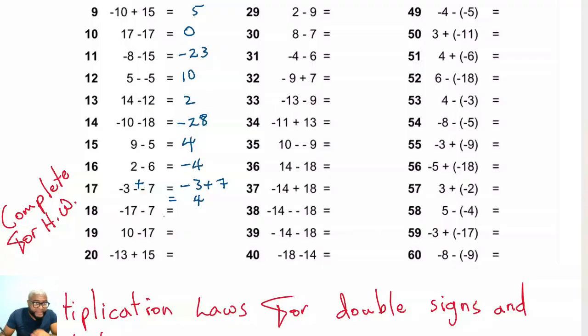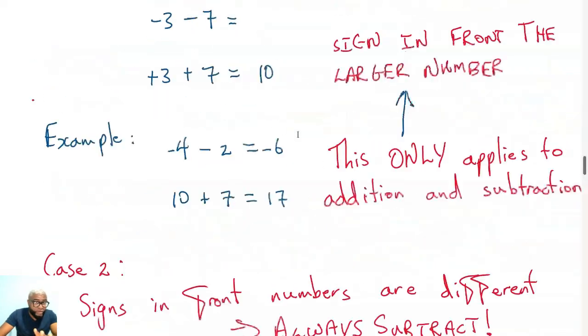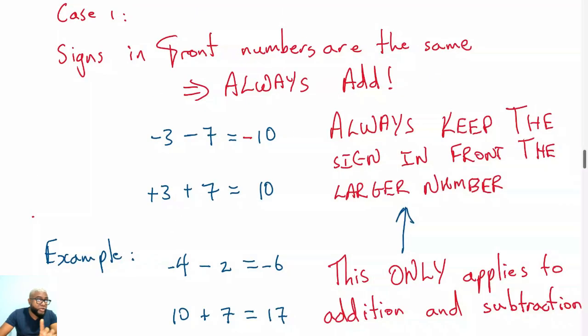Right, so we go in. Next one, -17 minus 7. What does that give me? -10. I'm scrolling up. I ain't even saying anything, right? I'm scrolling up because I know you did it for homework, so it probably wasn't solid, right? What does this first case say? Read it out. Signs in front of numbers are always the same. Right? What do you have to do?